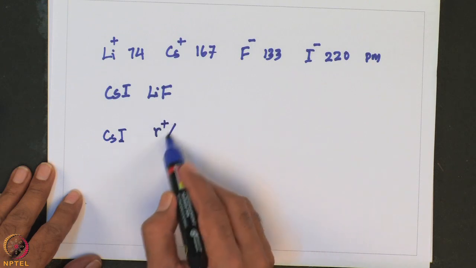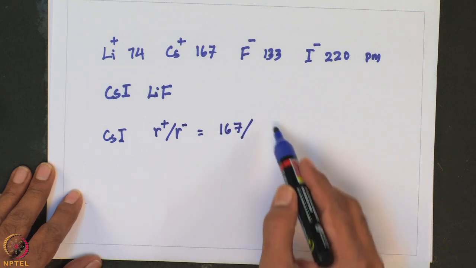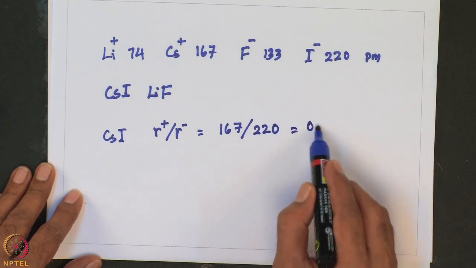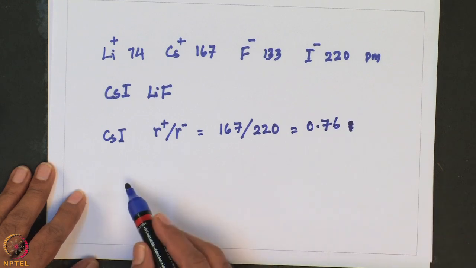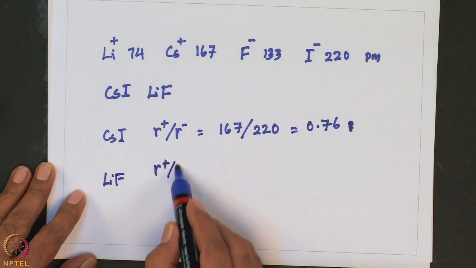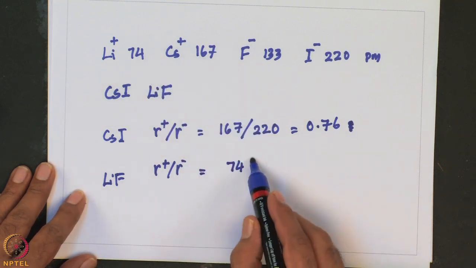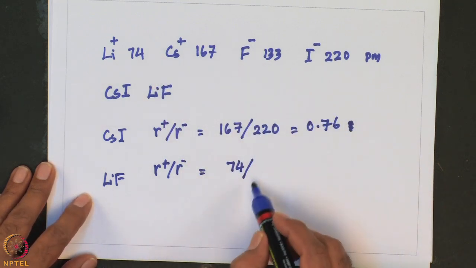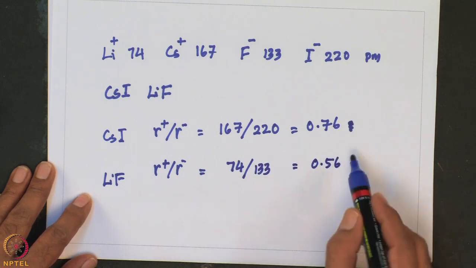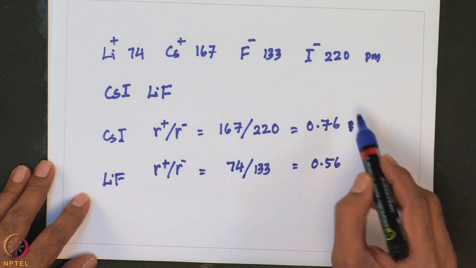R plus over R minus equals 167 divided by 220. This comes to around 0.76. And then for lithium fluoride, let us consider this ratio again. We have 74 and fluoride is 133. So, this comes to around 0.56. Now, we shall compare these. By comparing, we can say it is greater than 0.732, so it has the CsCl structure.